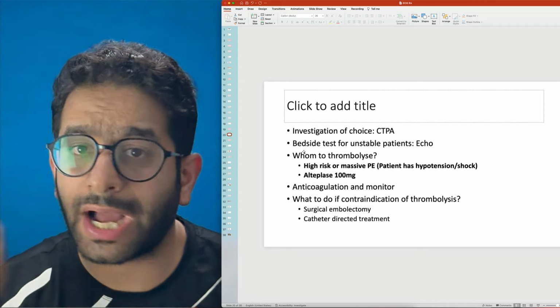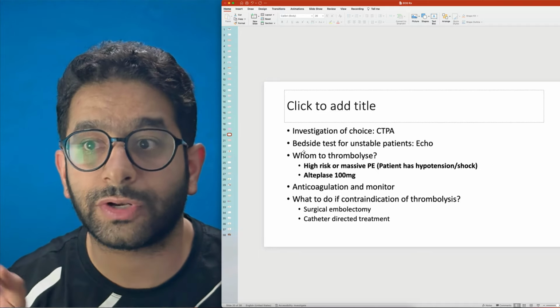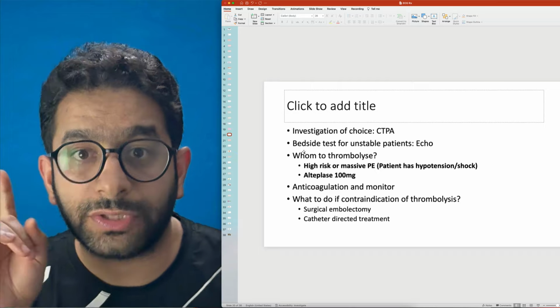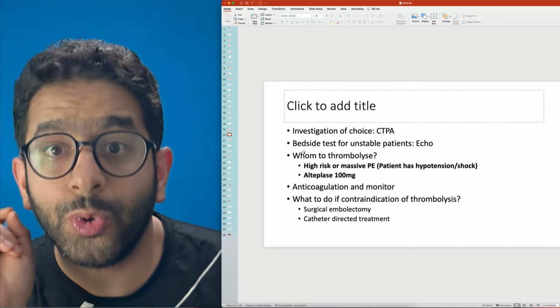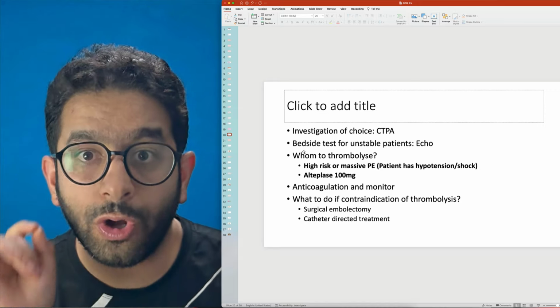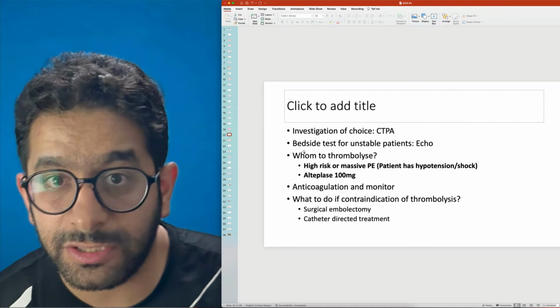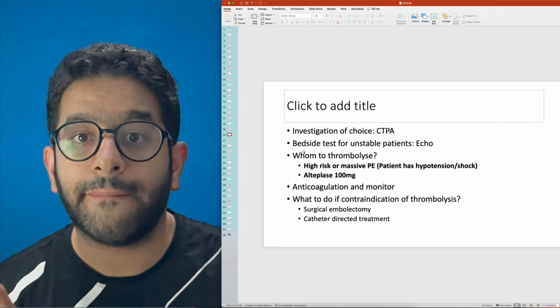Somebody who's unstable, you can't shift him to the cath lab, call the cardiologist, get an echo done to look for right heart strain, right? Now, the treatment is thrombolysis, but whom do you thrombolyze? Not everyone with pulmonary embolism needs thrombolysis. Only high risk pulmonary embolism or massive pulmonary embolism, that's what you call it, needs thrombolysis.